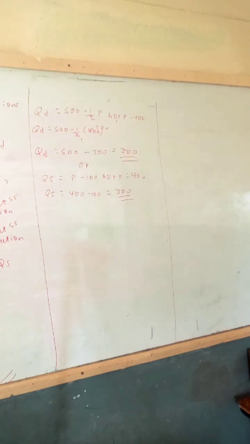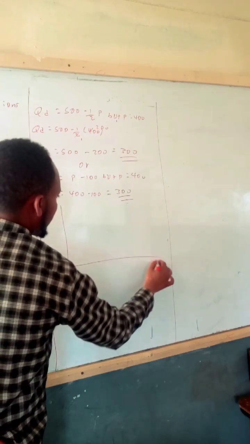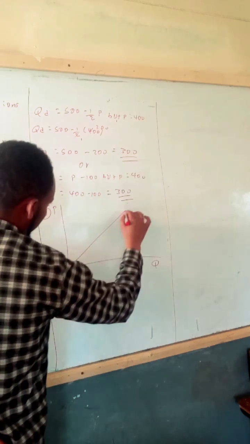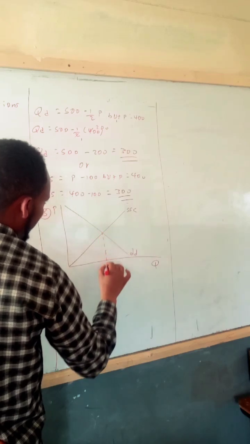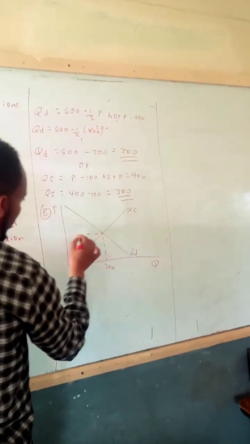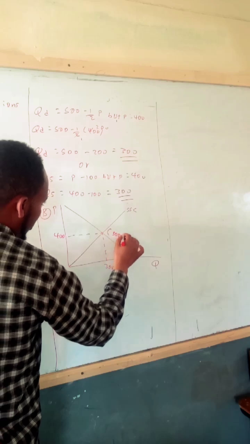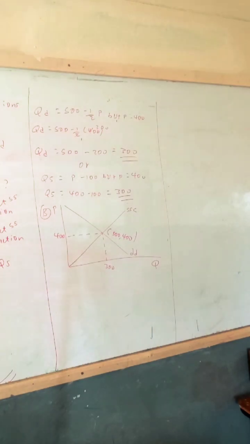Equilibrium level of price is what? 400. How to represent this graphically? We put quantity on the x-axis and price on the y-axis. Then we have the supply curve and the demand curve. This point is 300 and this point is 400, therefore the coordinates are 300, 400. This is the graphical representation of the equilibrium level of output and price.